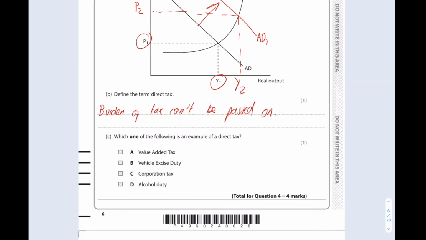And the example that I would give, e.g., is like income tax or corporation tax, for example. You can't ask someone to pay your income tax for you, unfortunately. Which of the following is an example of a direct tax? No. I can ask someone to buy me something that has VAT applied to it. No, no. And funnily enough, we mentioned corporation tax, and so the answer is C.